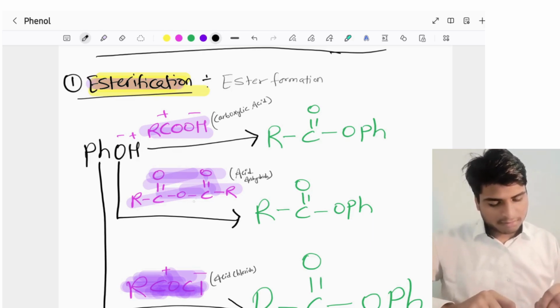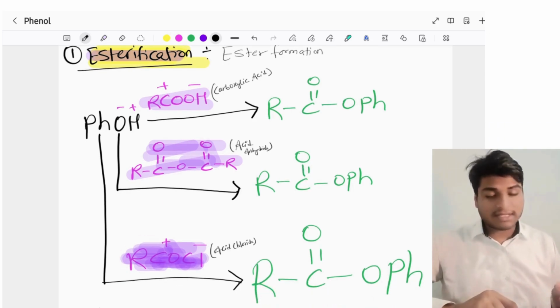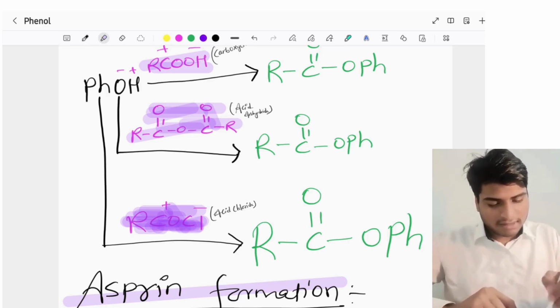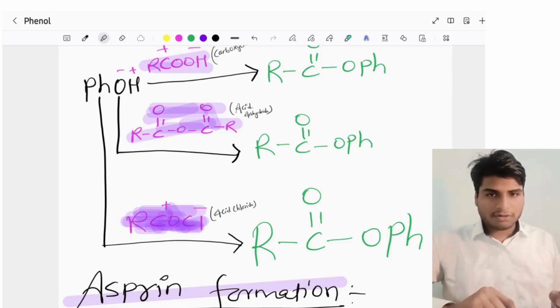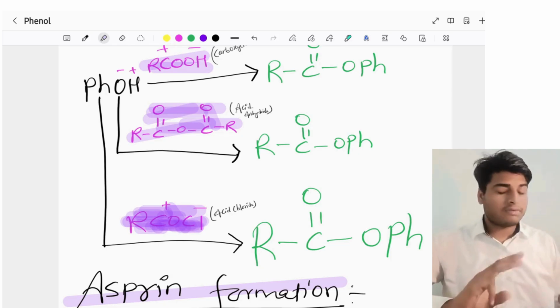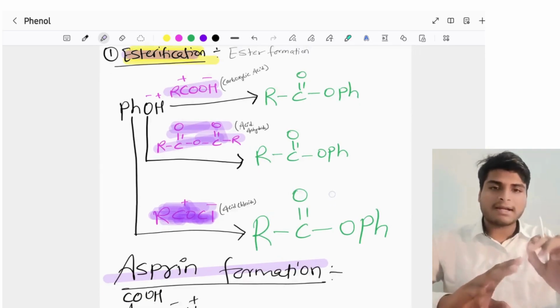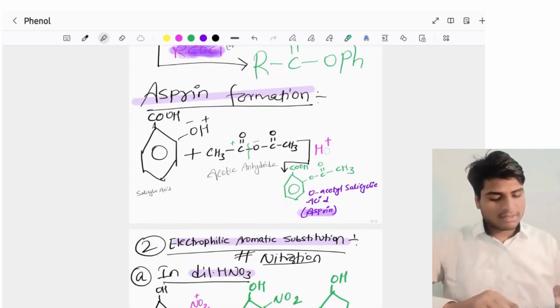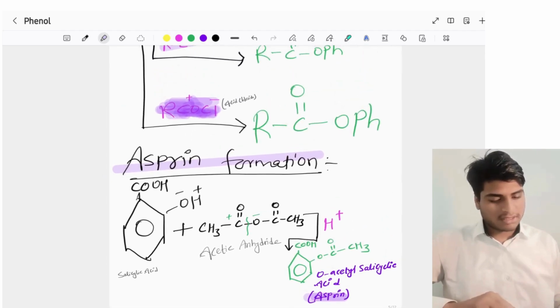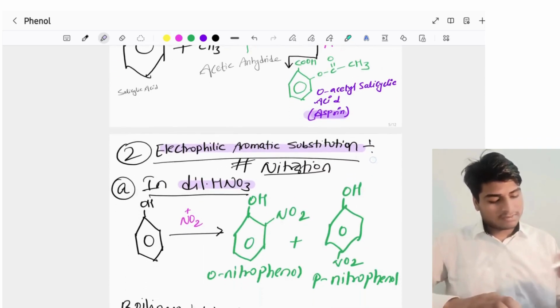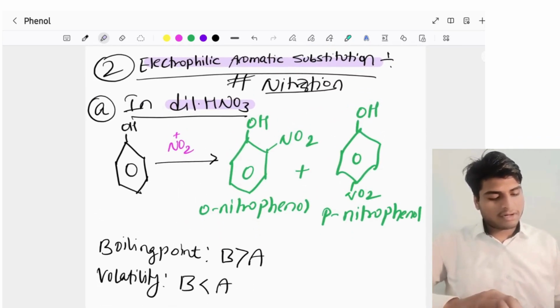And when phenol is treated with acid anhydride, ester is formed. And when phenol is treated with acid chloride, the same product, that is ester, will be formed. There are three ways to produce the ester: carboxylic acid, acid anhydride and acid chloride. And that's why aspirin formation is with the help of acetic anhydride. Aspirin is formed. Electrophilic aromatic substitution: first will be the nitration in dilute HNO3.